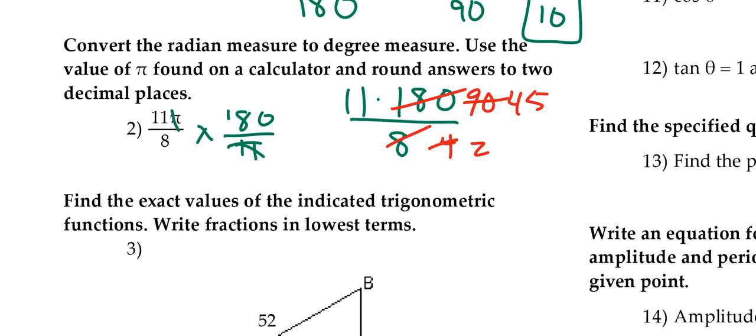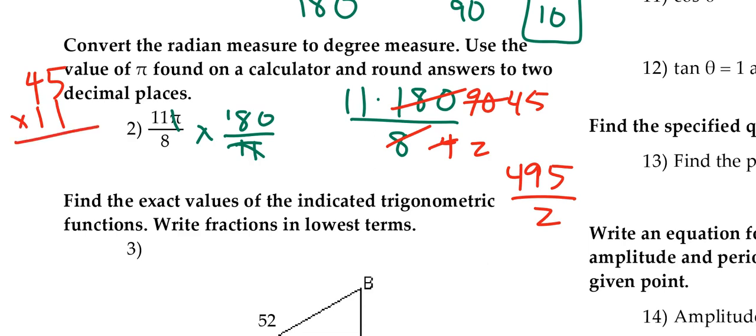What do you got? 450 plus another 45 is 495 over 2, right? You couldn't do 45 times 11? 450 plus 45? Yes, that's fine. You can do it on paper. 495, and then you divide that by 2.